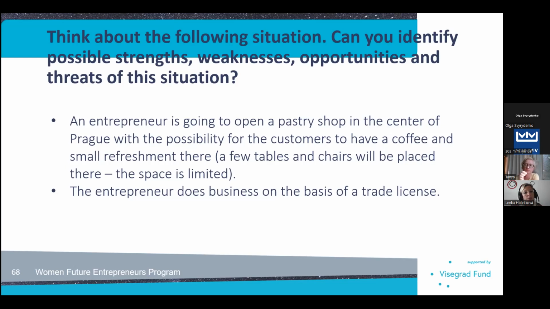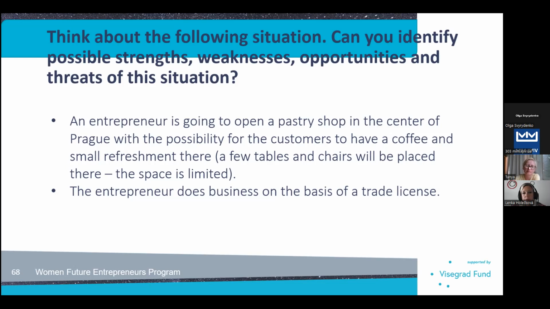So we can work with this SWOT analysis more deeply maybe next time, because it's also for deeper analysis. Maybe now we can just mention very shortly a potential weakness of this situation, and then we will move on to our very last slide of this presentation, not to waste your time. Can you mention any weakness that is connected or could be connected with this situation? Pastry shop in the center.